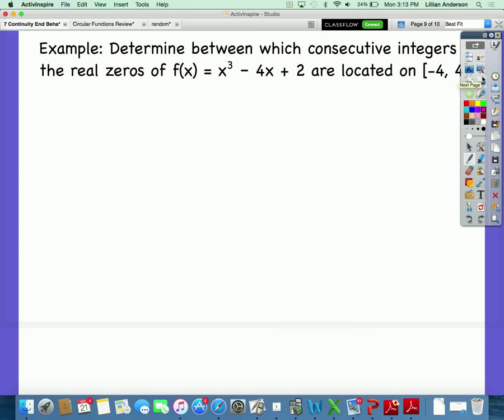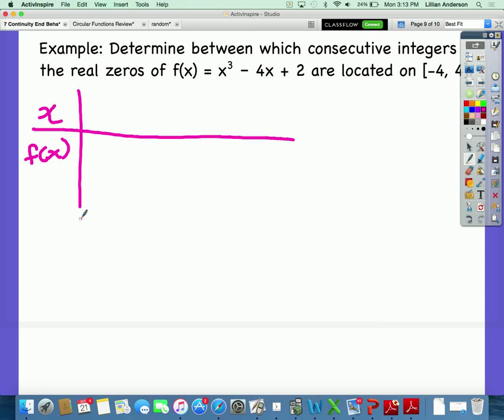Let's look at this example that applies that theorem. We're trying to figure out in between what consecutive integers there are some zeros. Consecutive meaning what? In order, one right after the other. And we're looking between the interval -4 to 4. Now we're looking at the integers. What integers lie between -4 and 4?